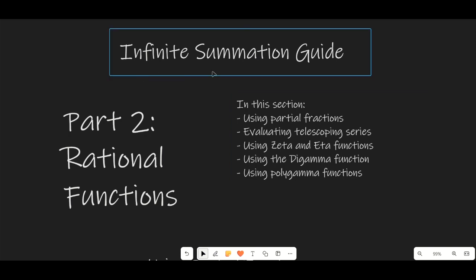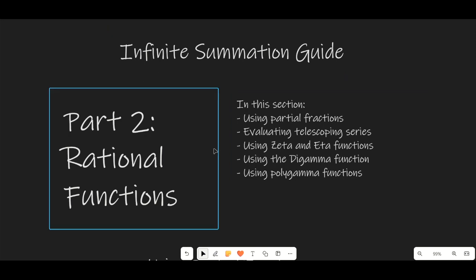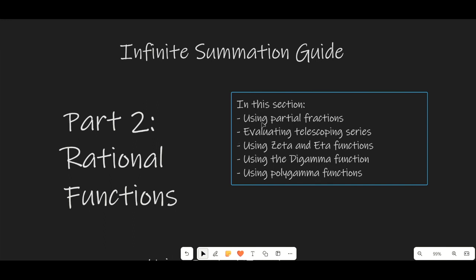This video is part 2 of the infinite summation guide, and in this video we're going to go over everything you need to know to evaluate this infinite summation of a rational function of n. So in this section of the video we're going to be talking about using partial fractions, evaluating telescoping series, using the zeta and eta functions as well as the digamma functions, and using the polygamma functions as well.